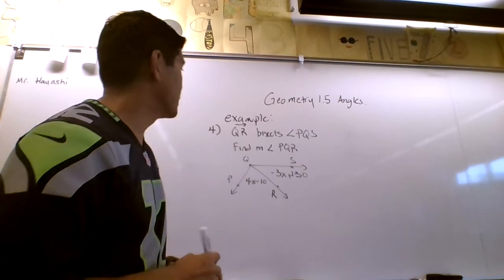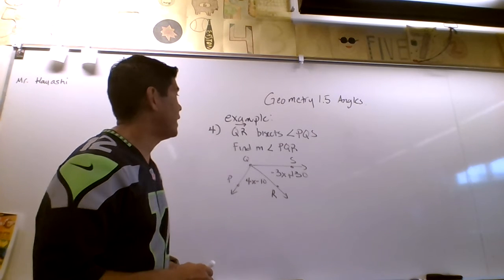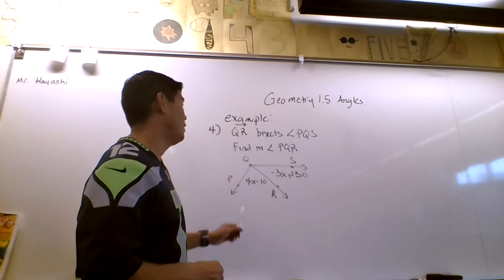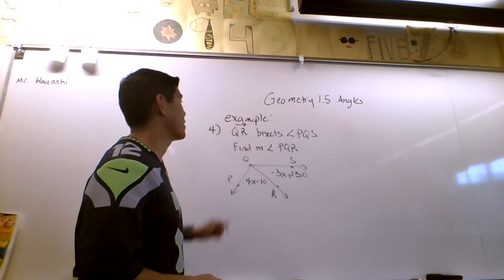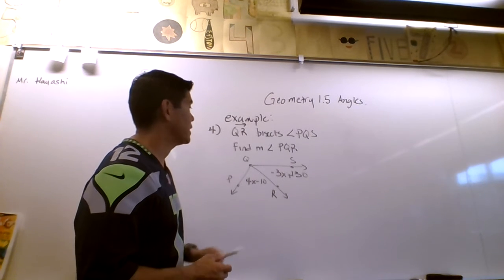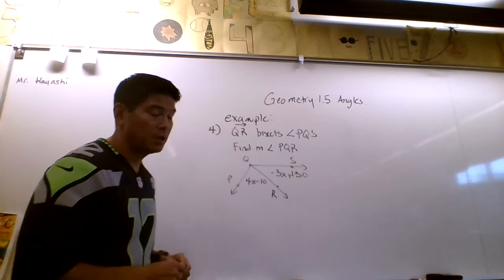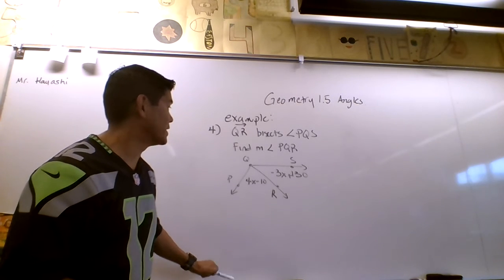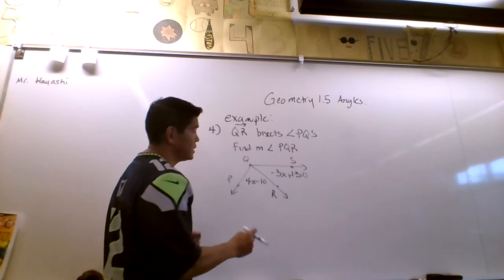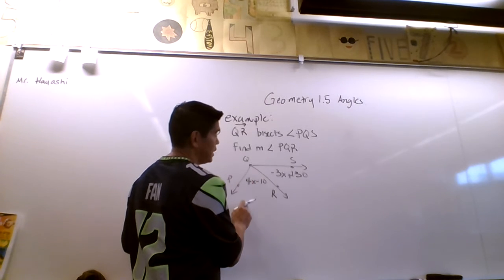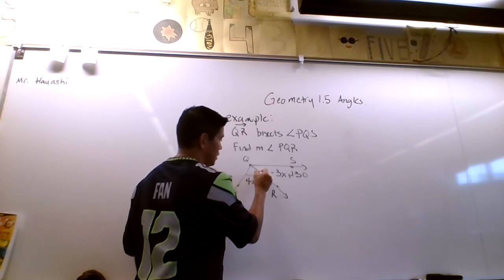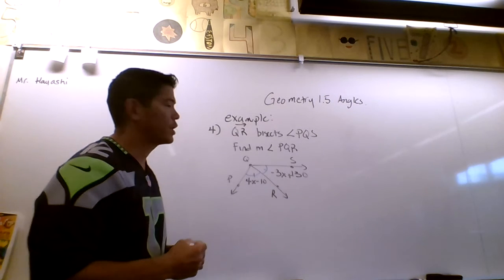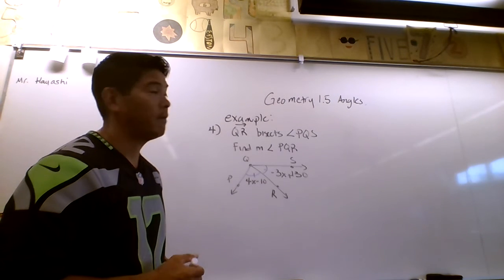All right, for this last example on 1.5, here's all the information that's given. So we have to take the information that's given along with the information in the diagram. Ray QR bisects angle PQS. So that means ray QR is an angle bisector, which means it cuts angle PQS into two congruent parts. Angle PQR is congruent to angle RQS. Those two angles have the same measure.